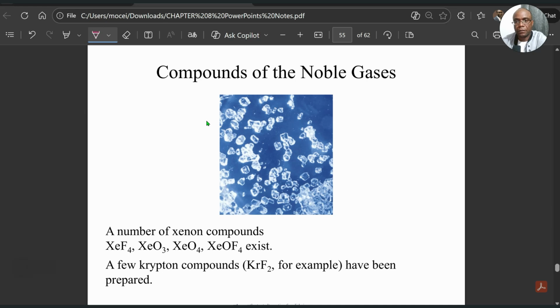Okay, compounds of noble gases. You have xenon tetrafluoride, xenon trioxide, xenon tetraoxide, xenon with an oxygen and F4. I forgot the name of that. They exist. A few krypton compounds, like krypton difluoride, for example, have been prepared in the lab.